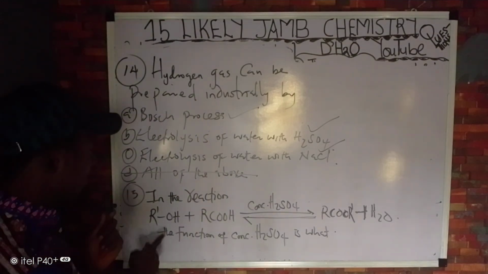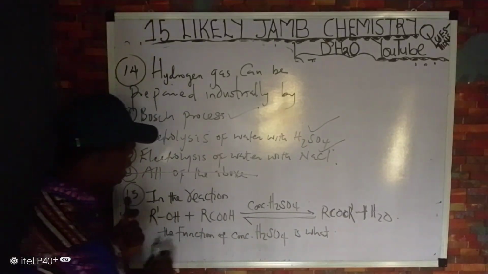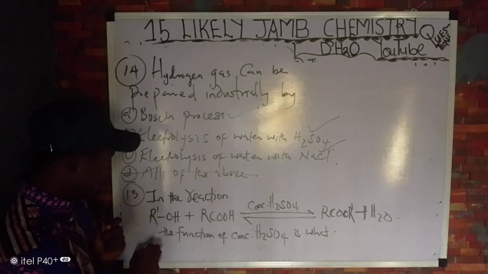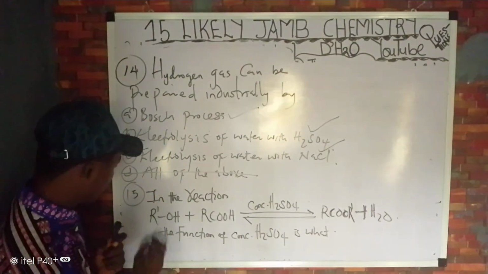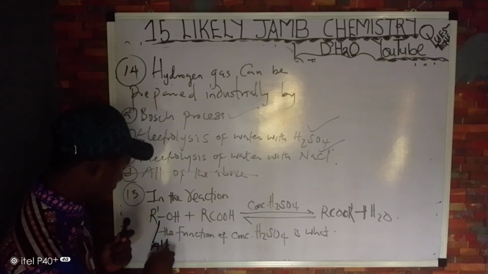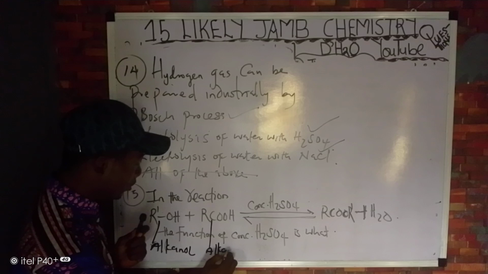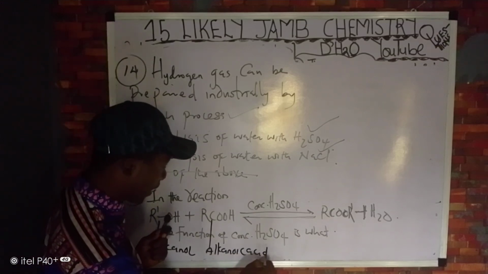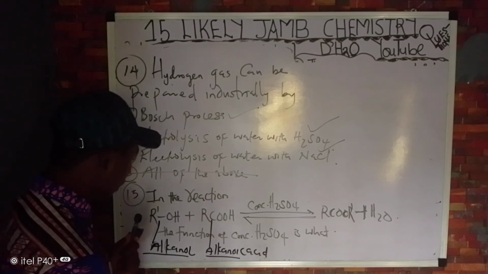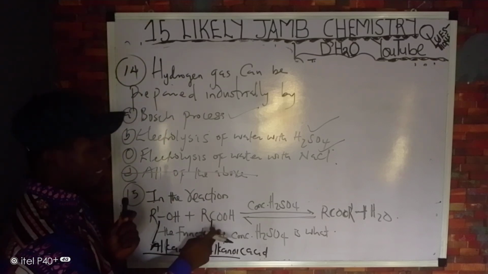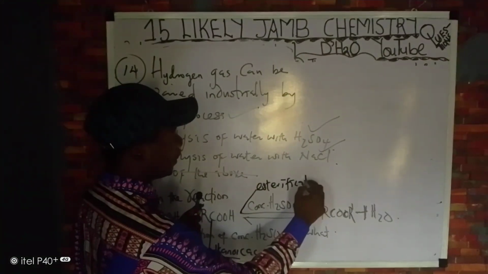Then number 15 says the reaction, please take note of this. This gives us this, okay? First of all, what do we call this reaction? This is an alkanol. This is an alkanol. This one is your alkanoic acid. Take note of that. If this is alkanol and this is alkanoic acid, the reaction between alkanol and alkanoic acid is called esterification.